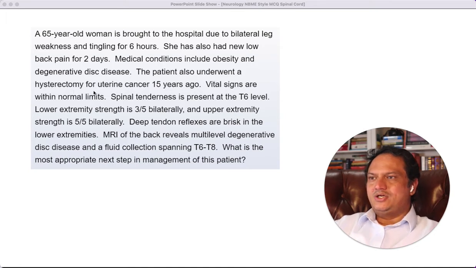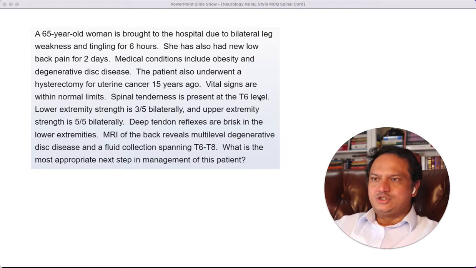She has had a hysterectomy for uterine cancer 15 years ago. So some remote history of cancer, so you always have to worry about recurrence of a cancer. Vital signs are normal. Spinal tenderness is present at T6 level. So there is some damage or bony lesion at T6 level. Spinal cord will not give you a tenderness, but the vertebral column or bone will give you the tenderness. Lower extremity strength is 3 out of 5.